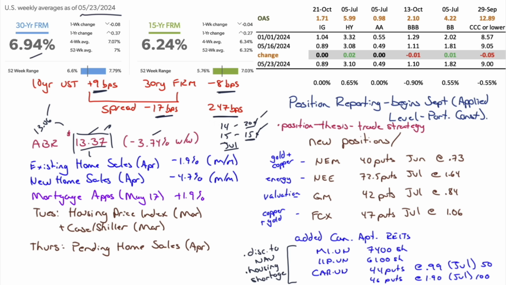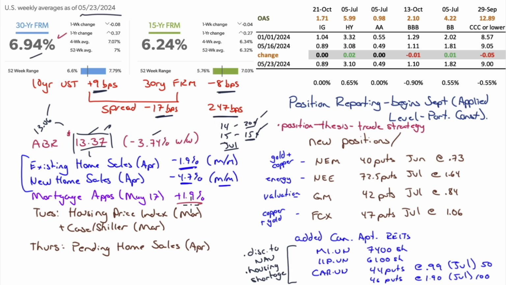Existing home sales for April, got this number last week, negative 1.9 month over month. New home sales down 4.7 month over month. So home sales dropping. Well, it kind of made sense with interest rates so high, right? It's the incremental new buyer that pays these interest rates. Somebody who has a mortgage from 2019 doesn't pay that, is completely immune to that.